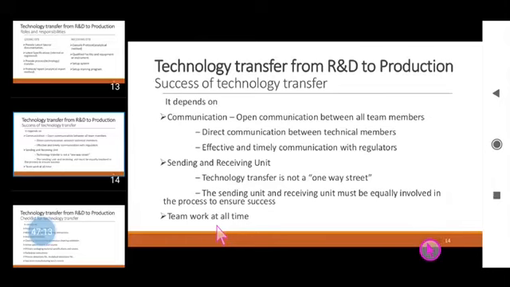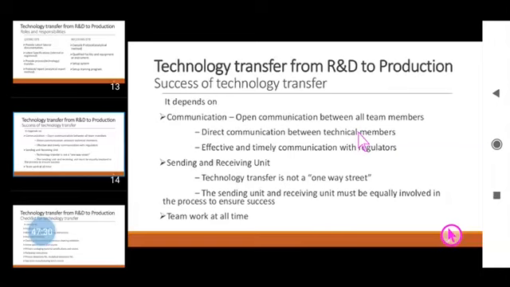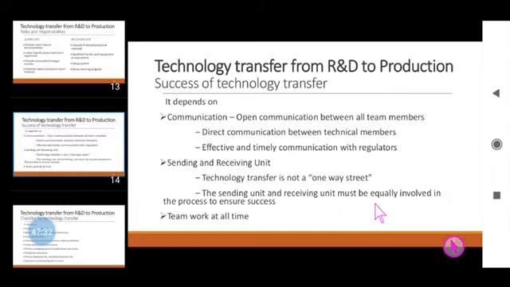Moreover, teamwork has to be there all the time. Any activity which is there will be affecting the overall technology transfer. Therefore, the people should work in both the units, receiving as well as sending unit, as a team for the successful transfer.